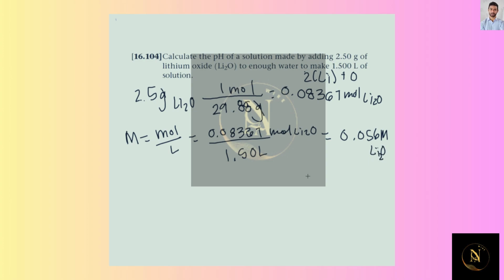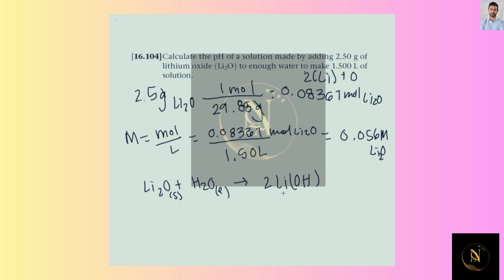So now whenever we add Li2O to water, what is the reaction that's actually occurring here? We have Li2O plus H2O, solid and liquid, goes to 2 LiOH. And then we have to finish balancing our equation. 2, and all right, so we're good.